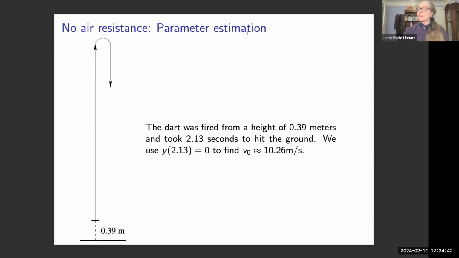So to do our parameter estimation in the absence of air resistance, we use the time for the dart to hit the ground after it's fired straight up. And of course, our equation for Y of t. We use the fact that Y of 2.13 seconds is equal to 0, and that finds us an initial velocity of about 10.26 meters per second.